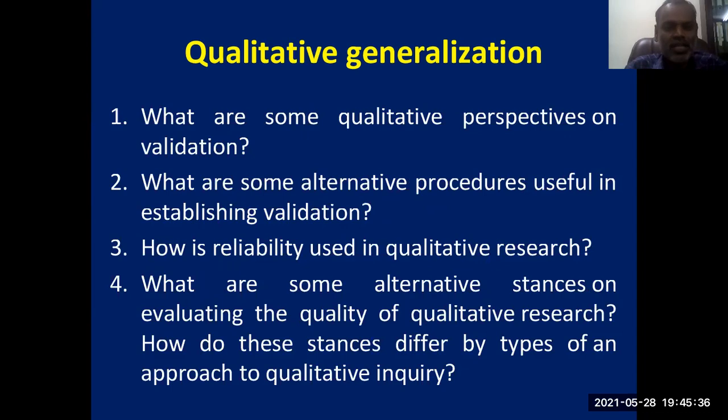There are questions. The key questions: What are some qualitative perspectives on validation? What are some alternative procedures useful in establishing validation techniques? Then how is reliability used in qualitative research? What are some alternative stances on evaluating the quality of qualitative research? How do the stances differ by types of approach to qualitative inquiry?